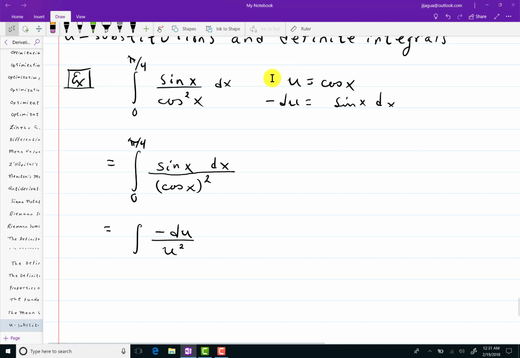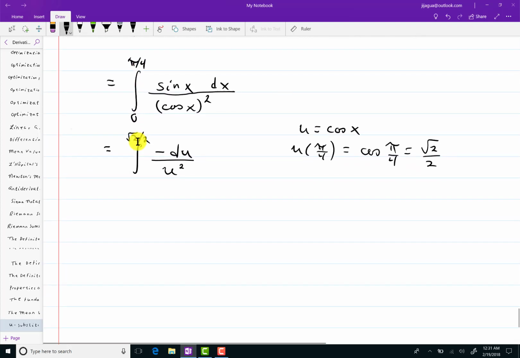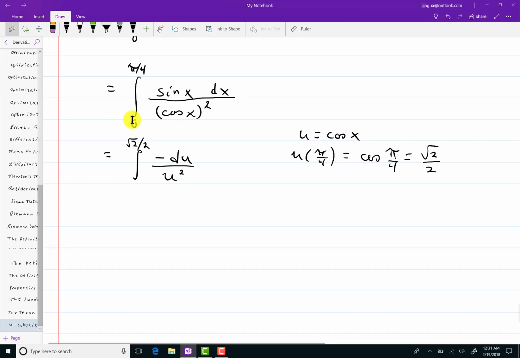And so how do we find out what that is? Well, let's go back to u equals cosine of x. When x equals pi over 4, u of pi over 4 equals cosine of pi over 4, and everybody knows that one to be radical 2 over 2. So my upper limit, instead of pi over 4, will be radical 2 over 2. And in the lower limit of integration, I had a 0 there before. Well, u of 0 equals cosine of 0, which equals 1.